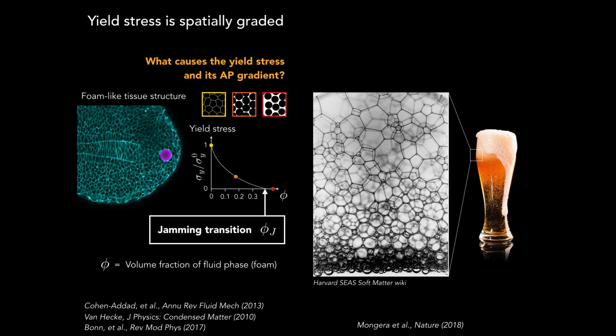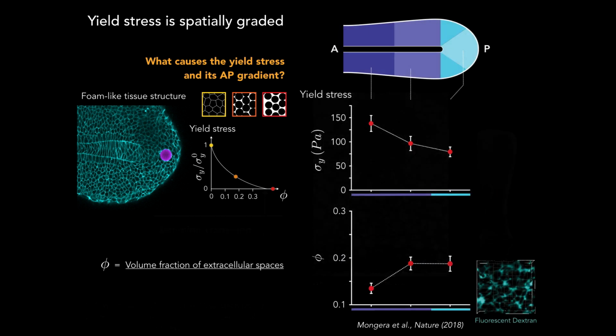So this is actually the physics of foams, and we thought, well, maybe the tissue behaves in the same way, and this is why it has a yield stress. So we wanted to know if that was the case, and for that, we wanted to measure the volume fraction of the spaces between the cells. So how did we do that? We decided to measure it by injecting fluorescent dextran into the tissue, and the fluorescent dextran would reveal the spaces between the cells.